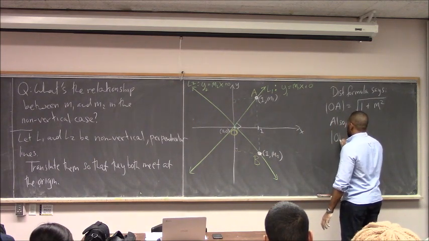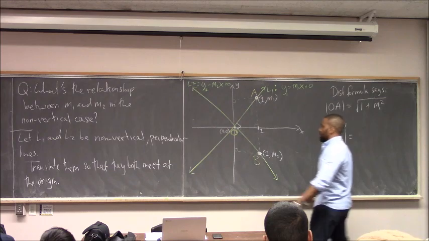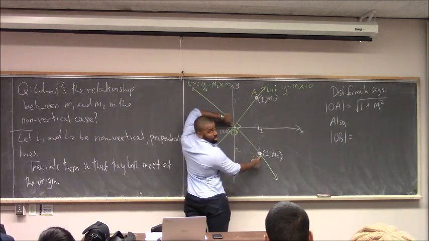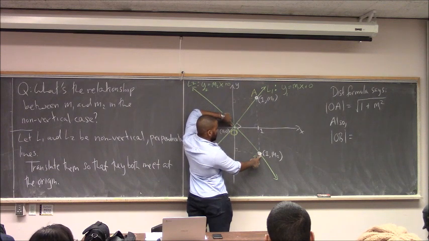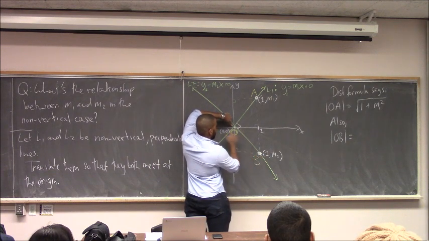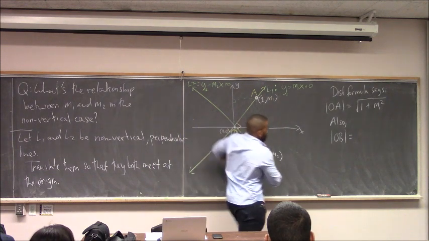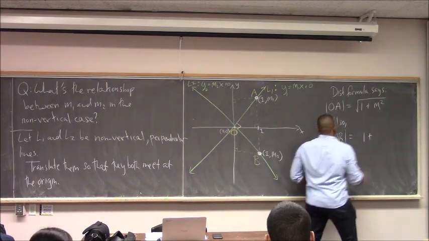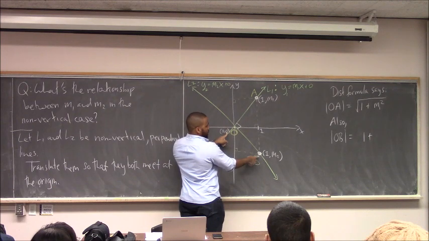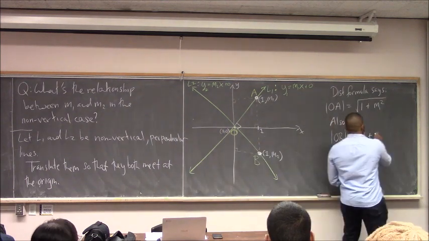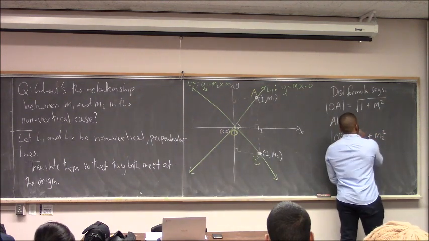Also, if I look at OB, this distance here, I can again use the distance formula to figure out that length. x2 minus x1 squared is just 1 squared, plus y2 minus y1 squared, that's just m2 squared. And take the square root.